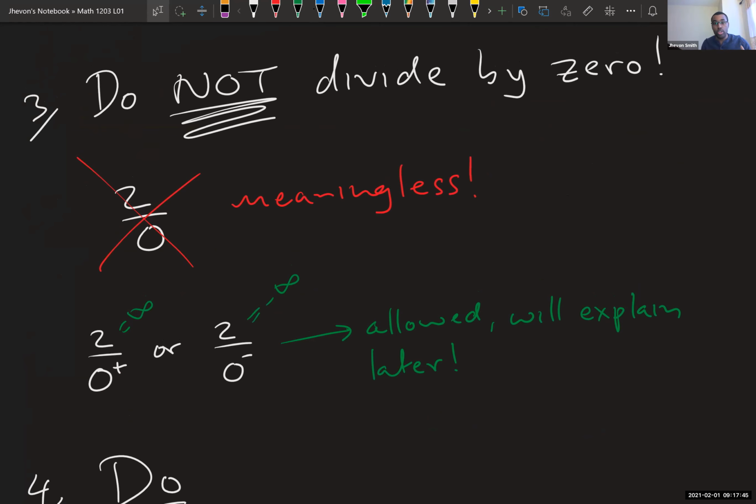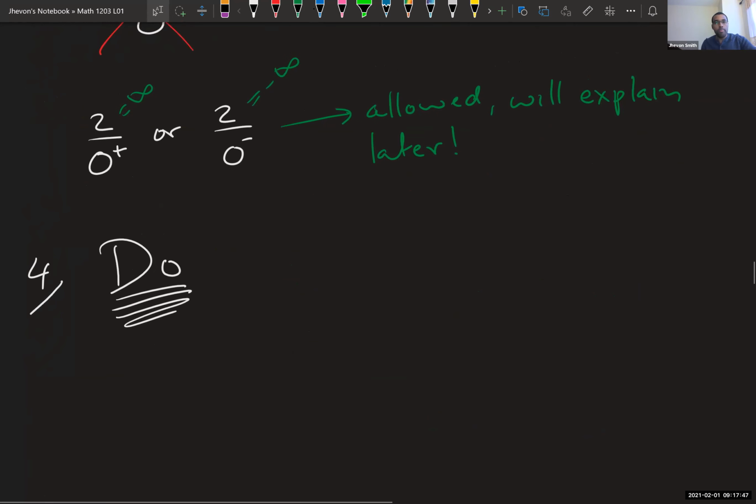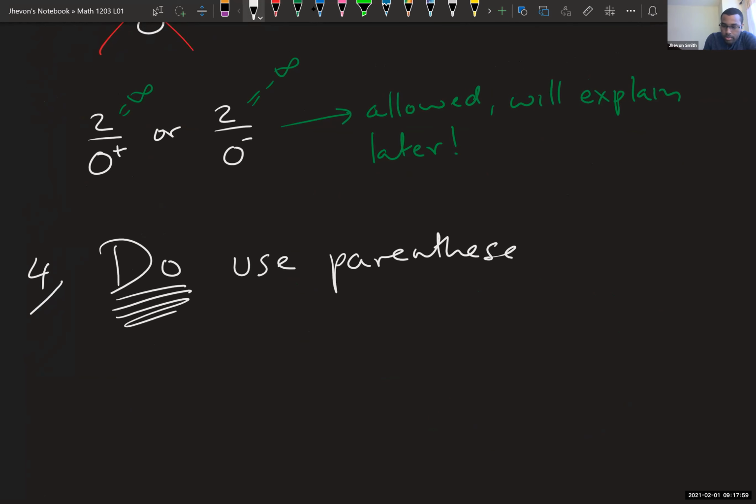There are some things that you do want to do though. So there are some things that you should do that students often don't, and that causes mistakes. So one of these things is use parentheses when appropriate. This also applies to proper notation.